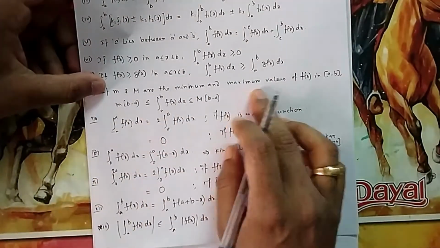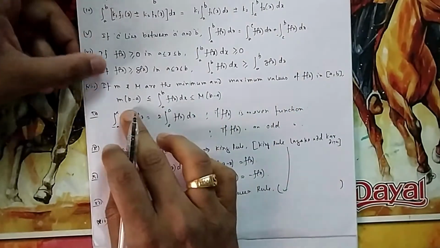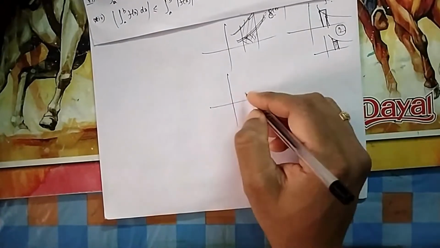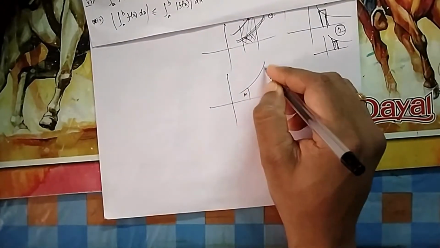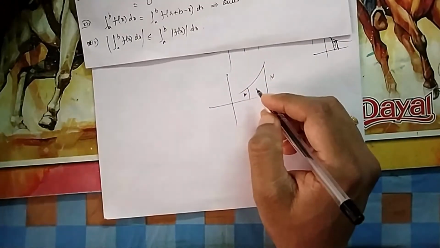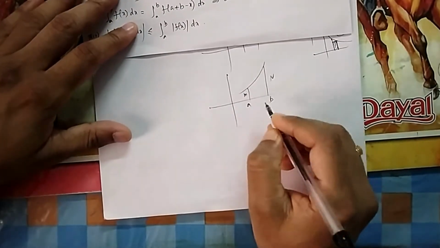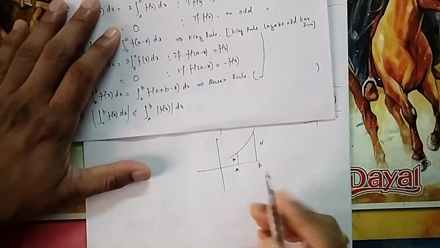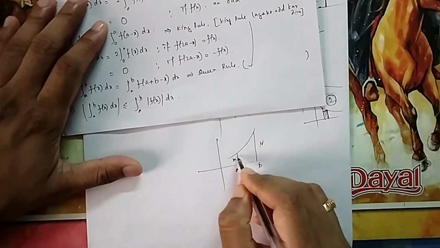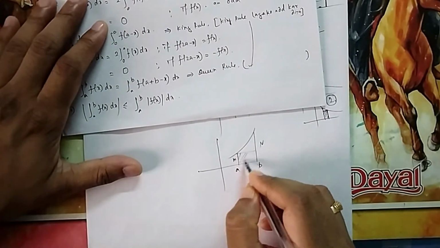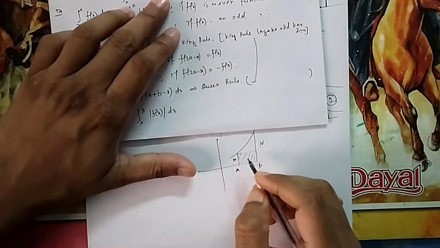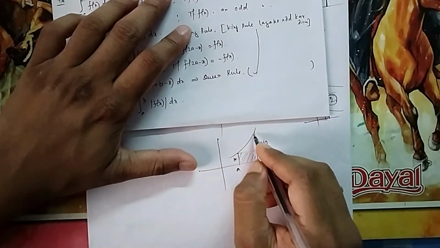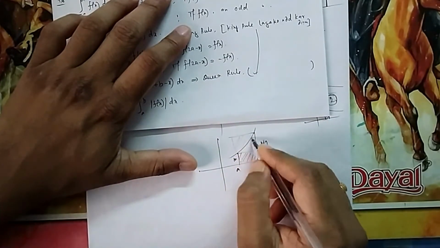If m and M are the minimum and the maximum value of f(x) in [a, b], then the integral is in between these two. Why? Because it is obvious. Suppose this is my capital M, this is my maxima and minima. So this is a, this is b. If you take M into (b minus a), b minus a is this length. So if you multiply this, you are getting this area, and capital M is this height, because it is the maxima. So you are getting this total area.